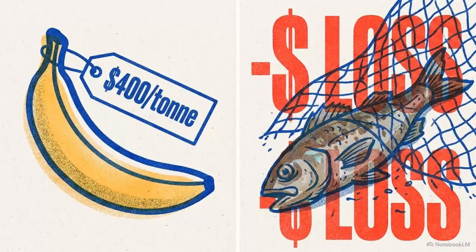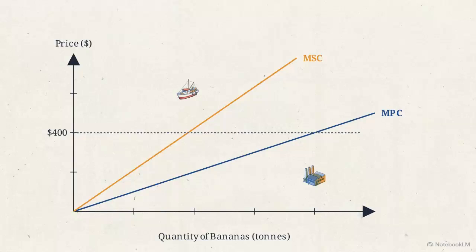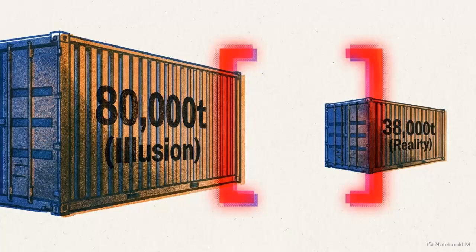At 80,000 tons, society loses money on every banana produced because the total social cost far exceeds the $400 market value. The true Pareto-efficient output level is the point where the market price equals the true social cost. This intersection reveals the efficient quantity, 38,000 tons. The 42,000-ton gap between these two outcomes is the exact mathematical measurement of the market failure.